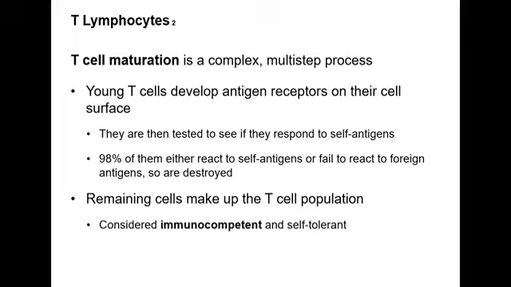And so a lot of these T cells, when they are going through this maturation process, will get weeded out. Around 98% of them or so are going to either react to self-antigens, or they're not going to react to foreign antigens at all, and so we end up destroying them. So only a very small subset of these T cells will remain in the thymus and become what we call immunocompetent, meaning they are self-tolerant, they're not going to respond to self-antigens, and they're going to be able to respond to foreign antigens to help us fight them off.